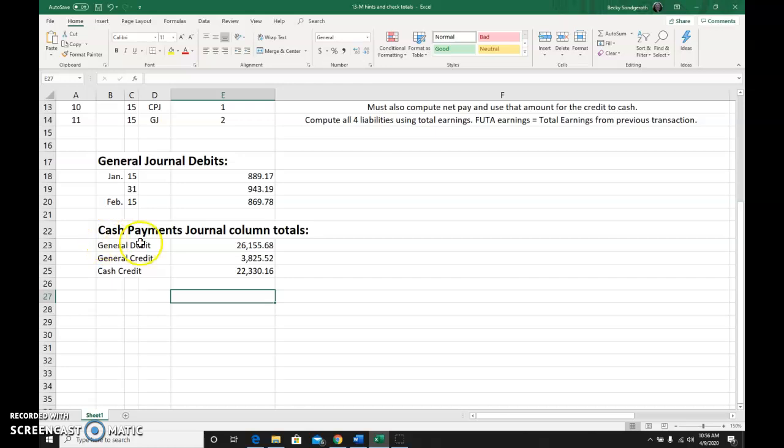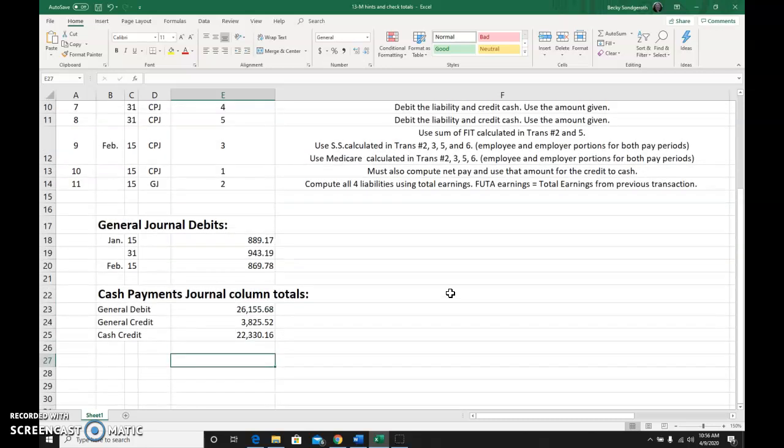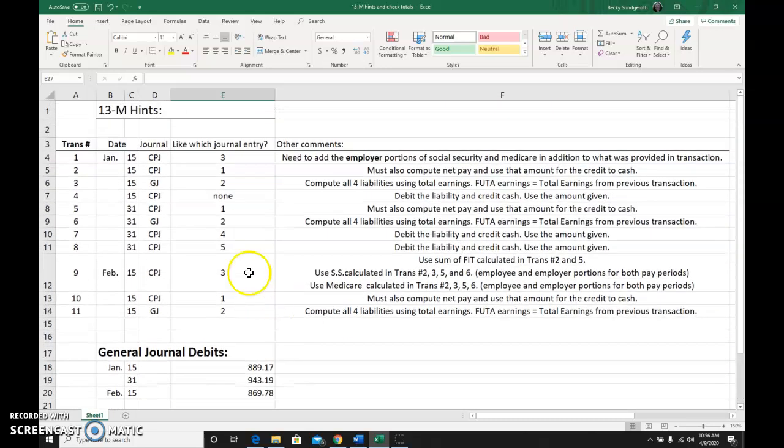And then I've given you the cash payment journal column totals, so the total for general debit, general credit, and cash credit. That should help you complete this problem. It is a hard one for sure. It's what was typically on the test as well. So if you can handle this problem, you can handle any payroll problem that comes your way.